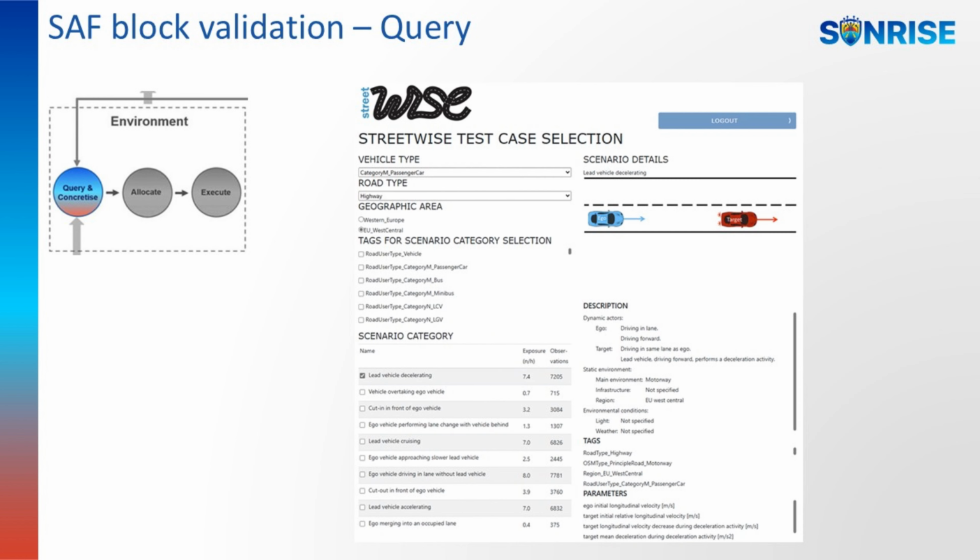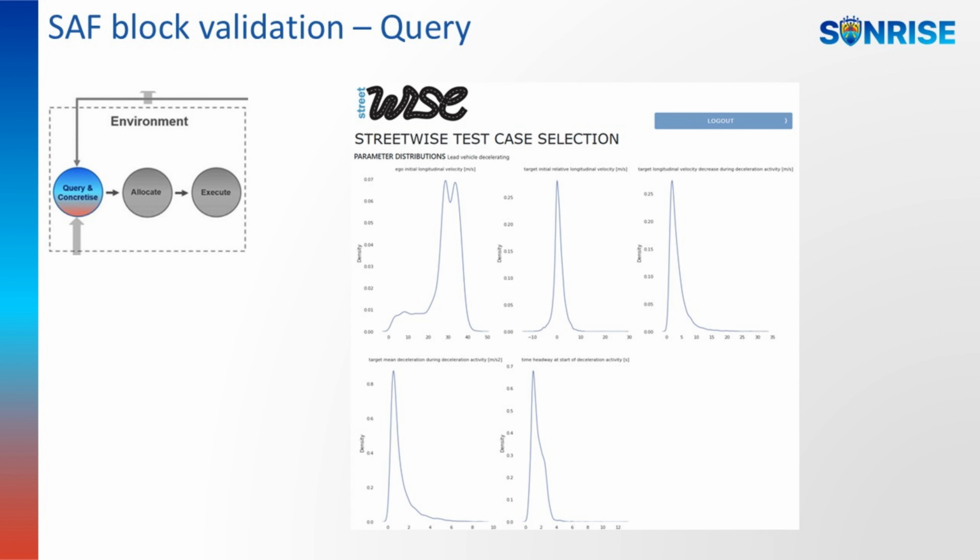Same as for Safety Pool, although an API is in place for the querying, the Streetwise GUI was used as the established link from the SUNRISE data framework was not yet operational. The first step is to translate the logical scenarios defined in this use case to scenario categories available within the Streetwise database, including the appropriate tags. Since the Streetwise database does not store the actual scenario, but uses a parameterized approach, the parameter distribution for the scenario categories can be visualized.